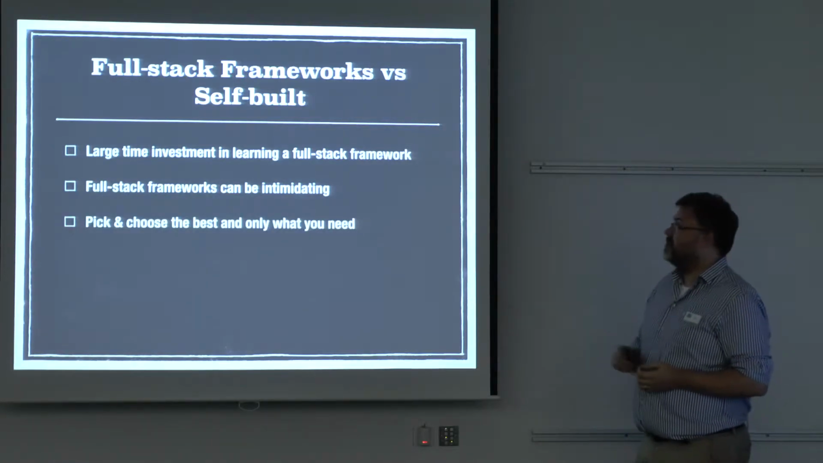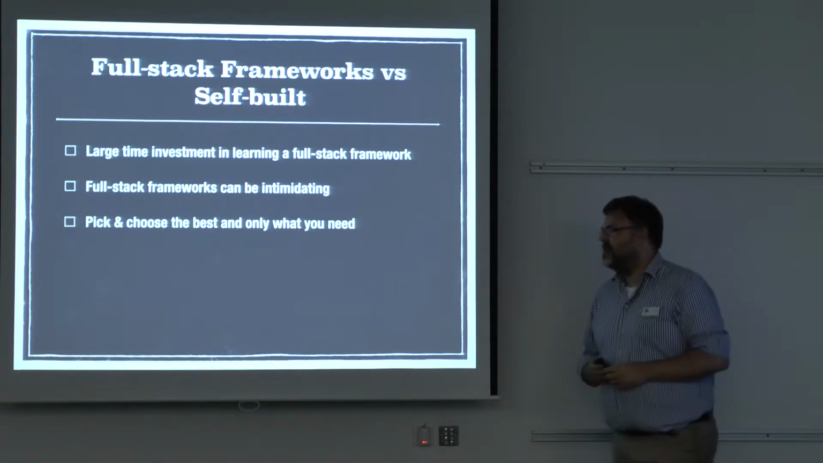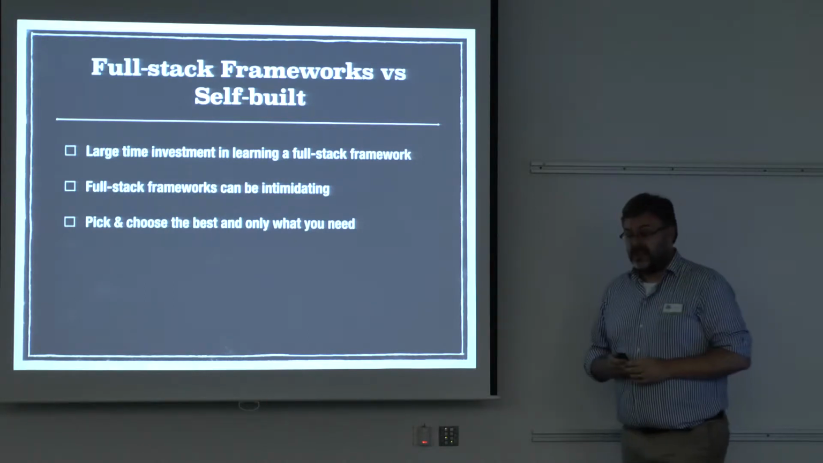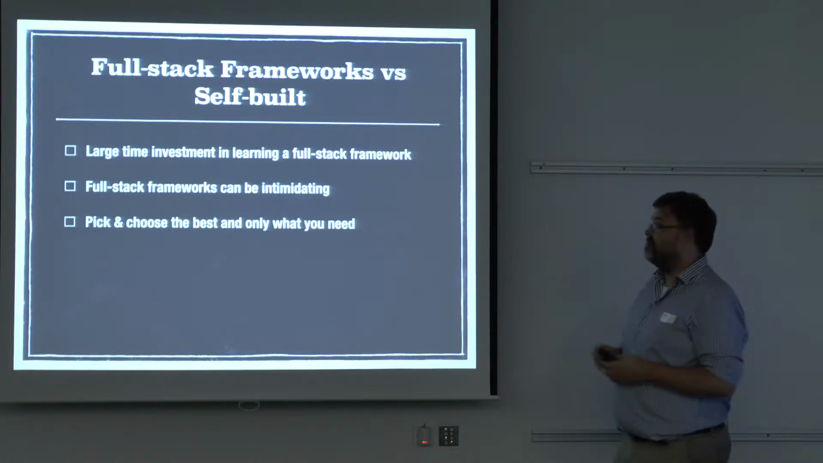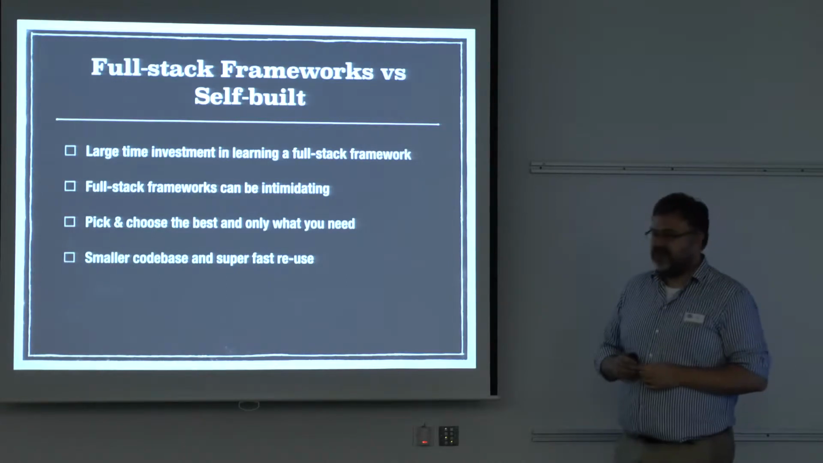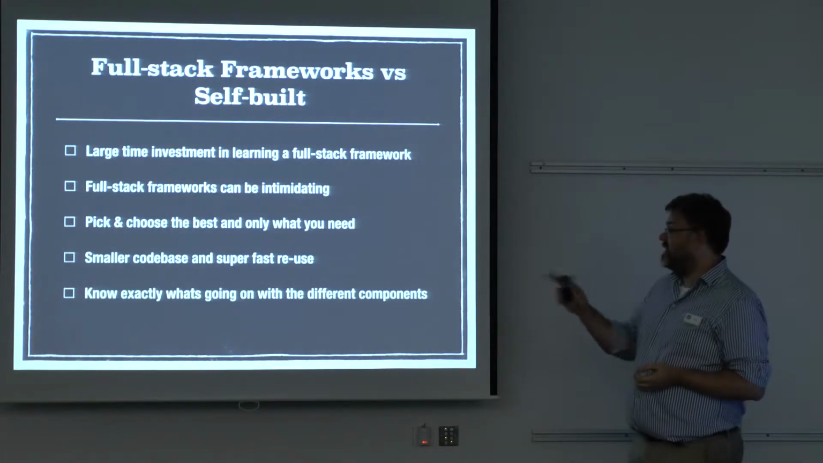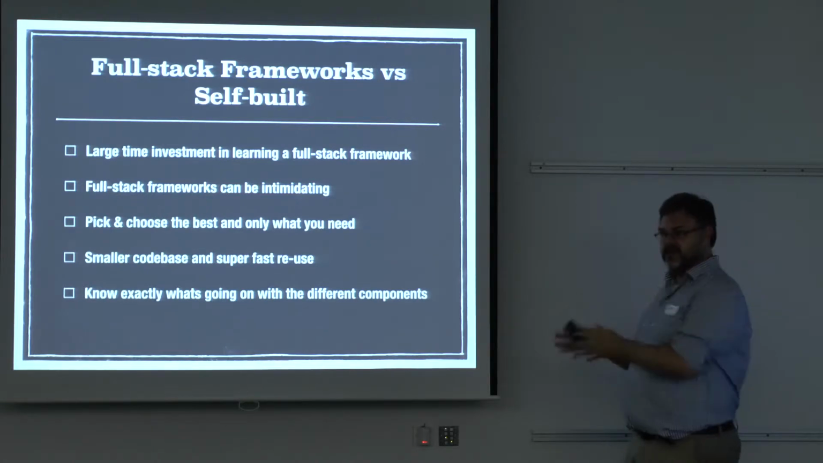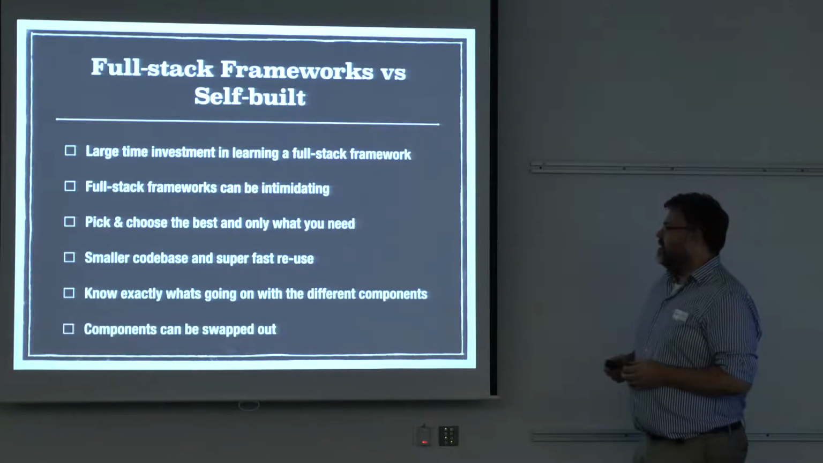So if you do your own self-built framework, you can pick and choose the best, only the components you want to put together. When I say components, there are lots of libraries out there on the internet, which we can pull in, which are proven, been developed for a long time, and they're really good. By going with a self-built framework, you can create a smaller code base, so it's faster to reuse, it's faster to distribute, it just works faster, because you're only putting in the components you want, so you know exactly what's going on with all the different components. You pick them, you put them in, and you can hook them together whatever way you like. And the components can be swapped out, and we're going to show an example of that now.